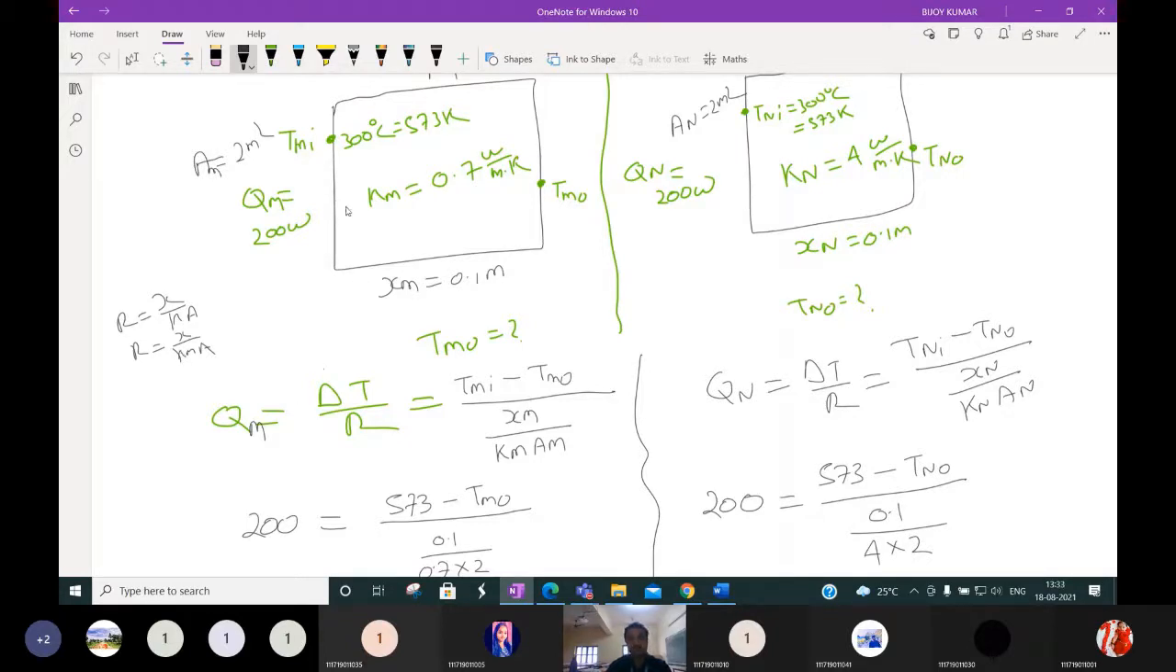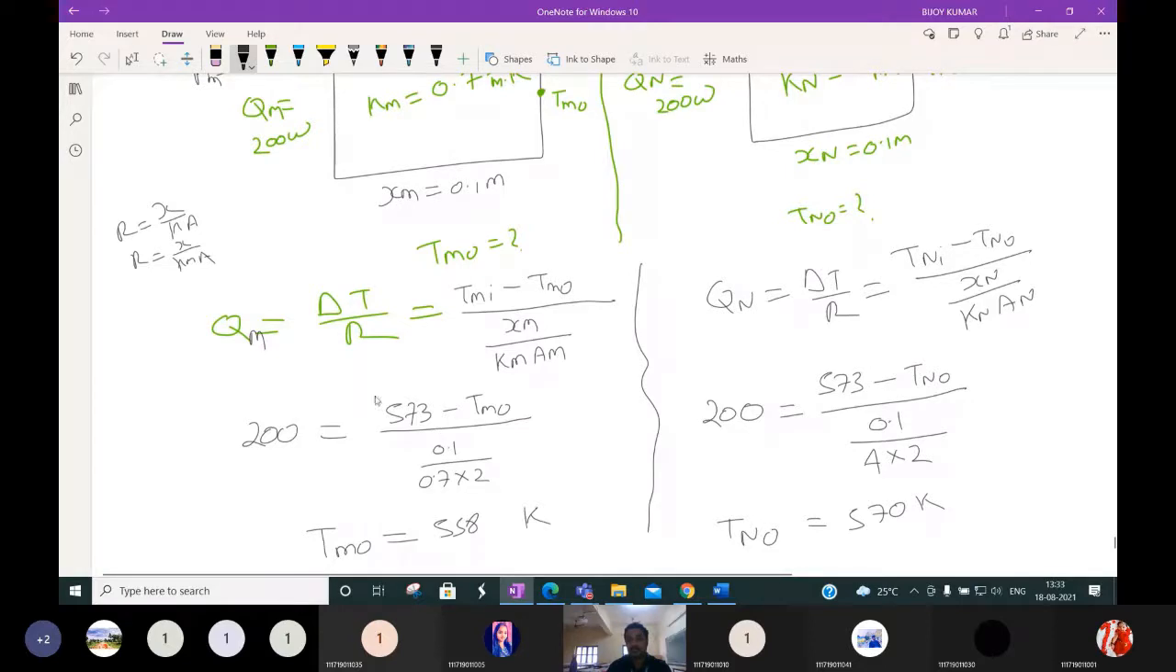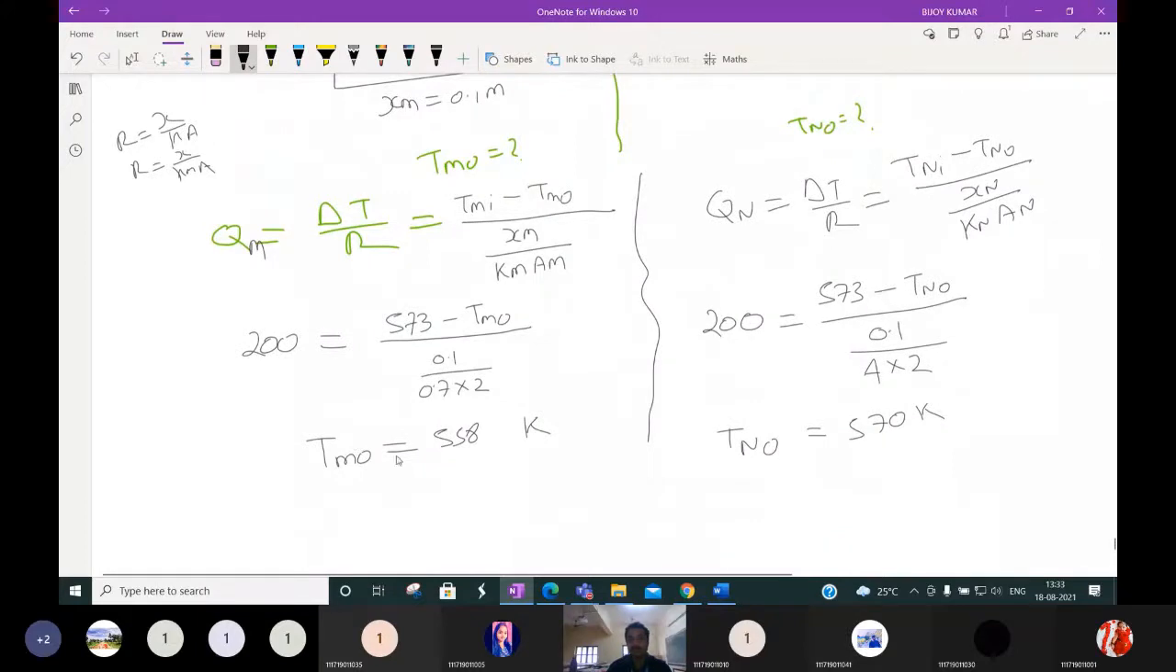Okay, so here we took the wall M. Then the delta T will be Tmi minus Tmo, hot temperature minus cold temperature, equals Q into Xm by Km into Am: length of thickness of M, thermal conductivity of M, and area of M. Q is given as 200, so it is 573 minus TMO, which was unknown to us and we have to find out. Then X is equal to 0.1, 0.7 into 2. From that we can find out TMO.